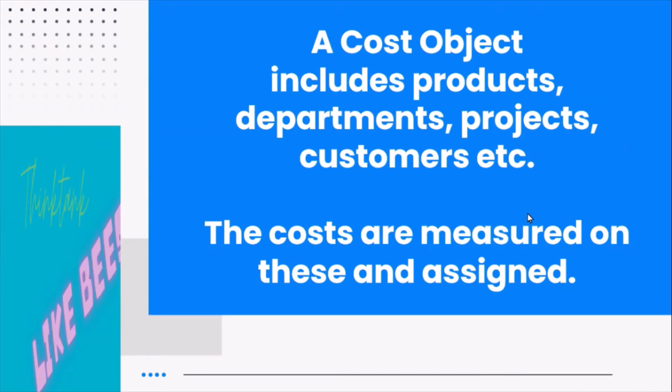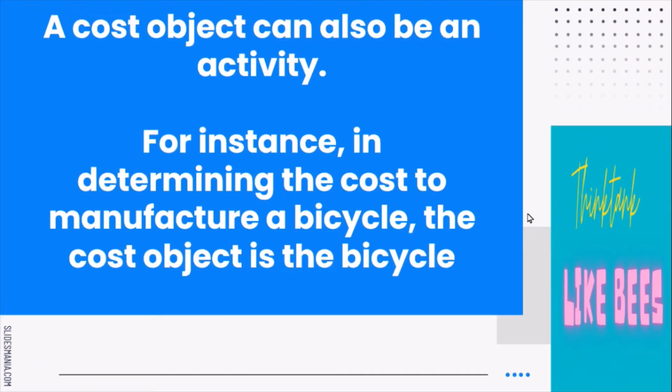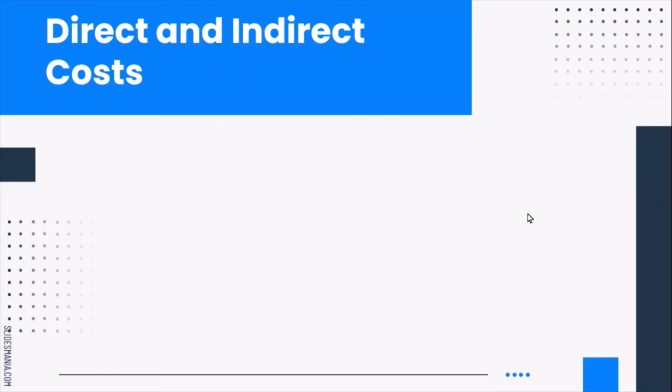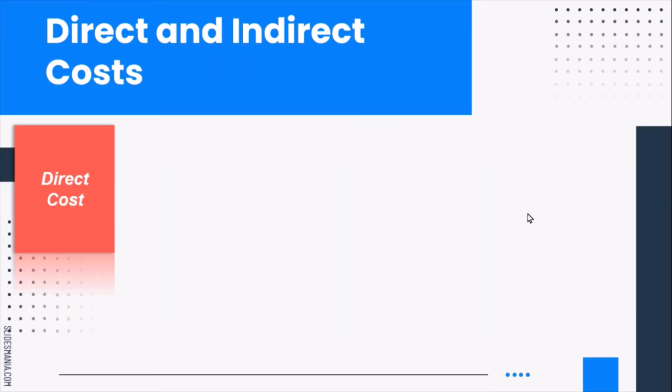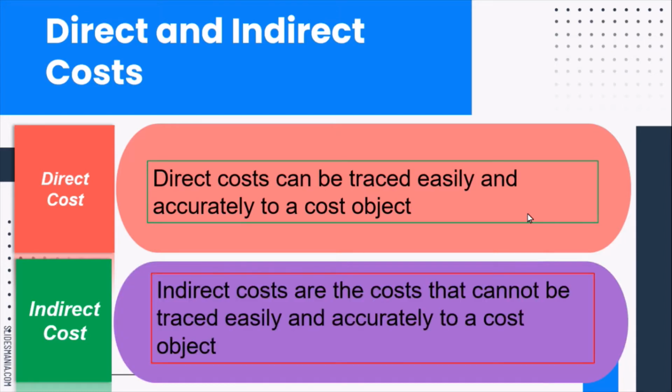When you see cost object, it includes products, departments, projects, customers, etc. The costs are measured on these and assigned. A cost object can also be an activity. For instance, in determining the cost to manufacture a bicycle, the cost object is the bicycle. Let's start with the direct and indirect costs. A direct cost can be traced easily and accurately to a cost object. Indirect costs are those costs that cannot be traced easily and accurately to a cost object.